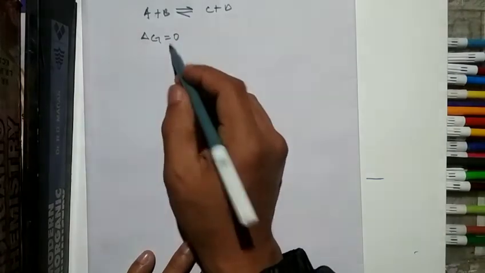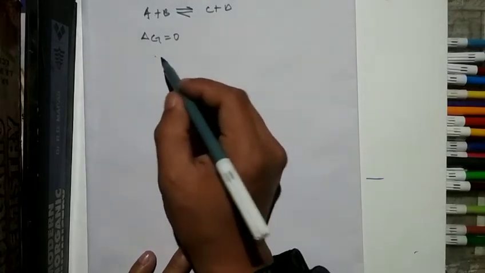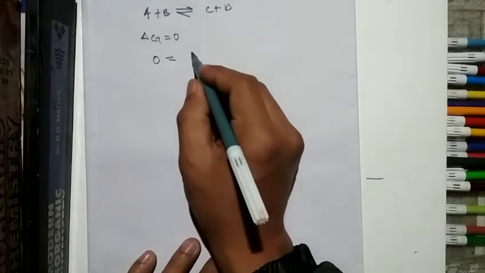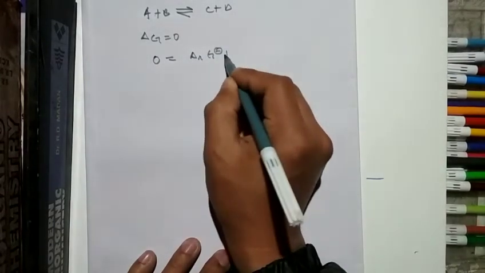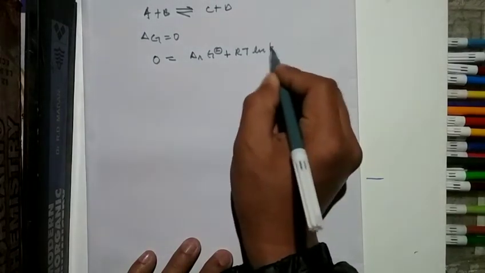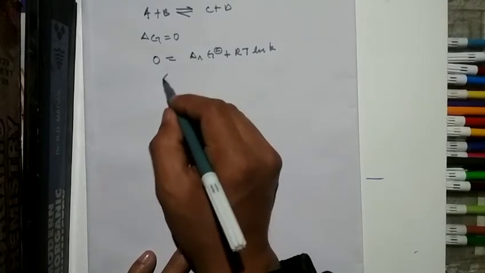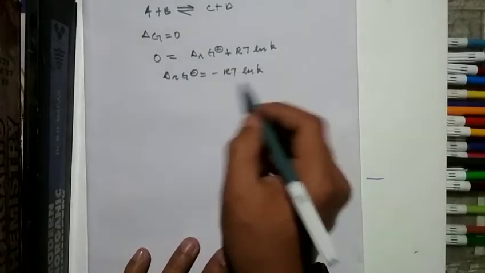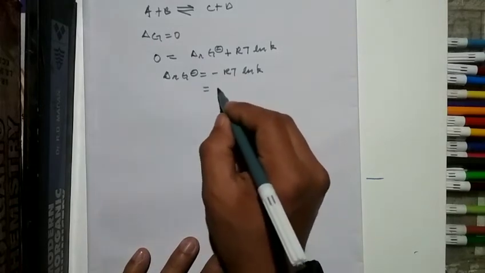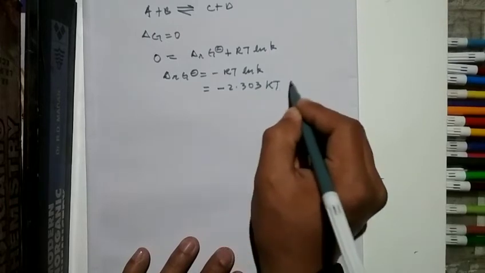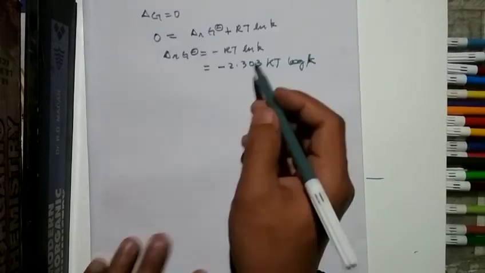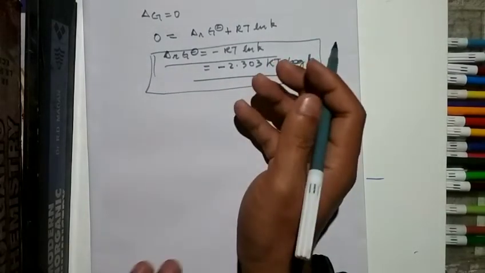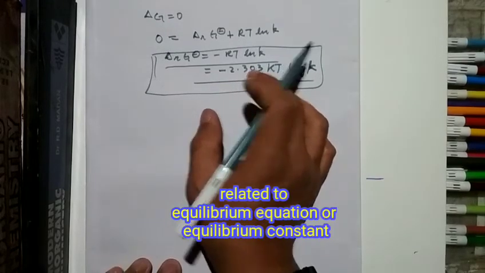Therefore, since delta G is 0, the equilibrium constant for this reaction will be delta G standard equals minus RT ln K. If you convert this into log, it will be minus 2.303 RT log K. This is for equilibrium. So we can use this relation to calculate some problems related to this equilibrium.